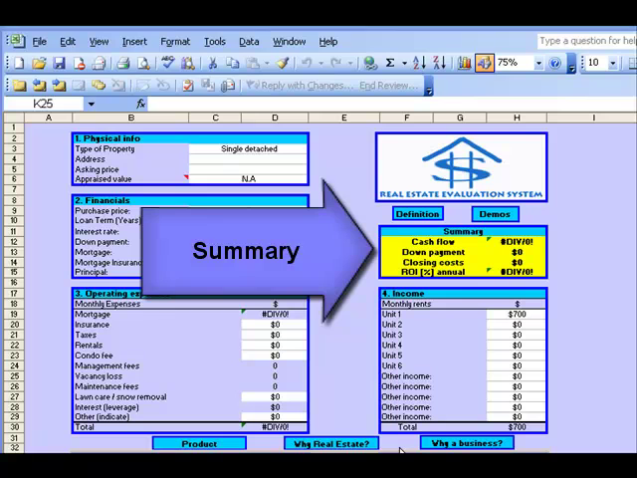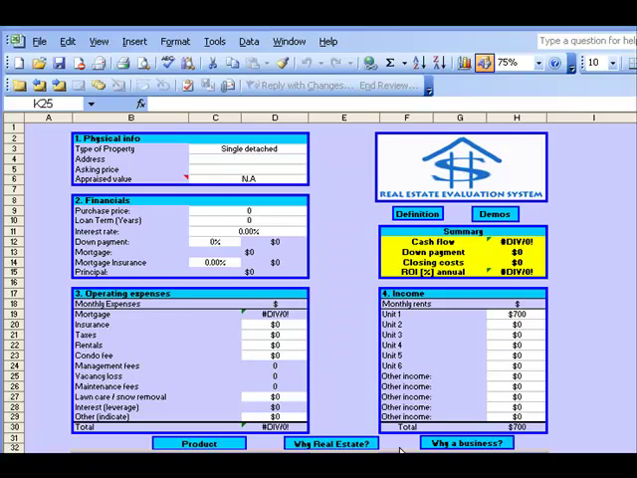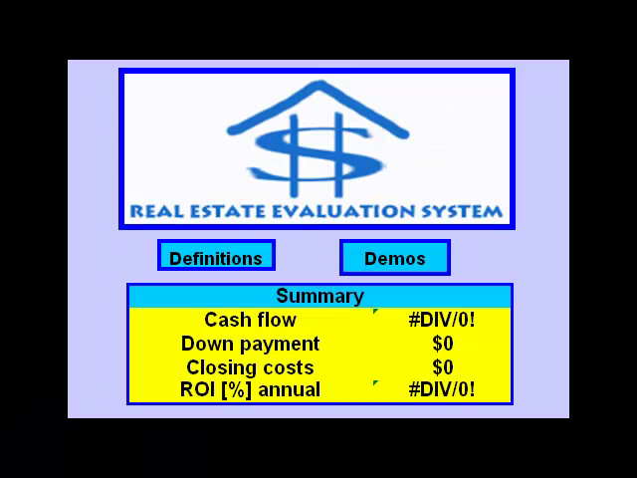Summary. The summary will give you a clear overview of the property's potential as an income property and will help you decide if you should go ahead with the purchase. The cash flow, down payment, closing costs, and annual ROI are displayed here.